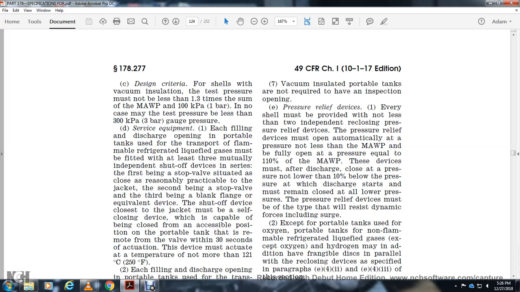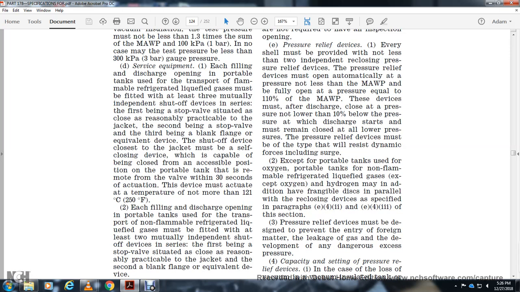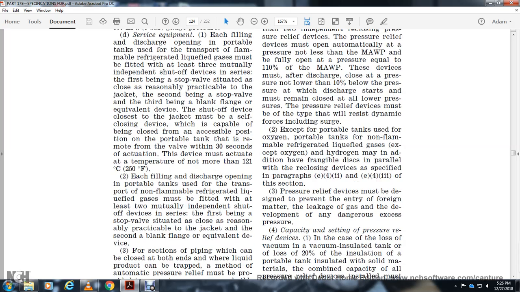A portable tank with a remote valve within 36 inches of the actuation device may actuate at a temperature between 100 and 250 degrees Fahrenheit. Each filling or discharge opening on a portable tank used for transport of non-flammable refrigerated liquefied gas must be fitted with at least two mutually independent shutoff devices, the first being a stop valve situated as close as reasonably practicable to the jacket, and the second a blank flange or equivalent device.